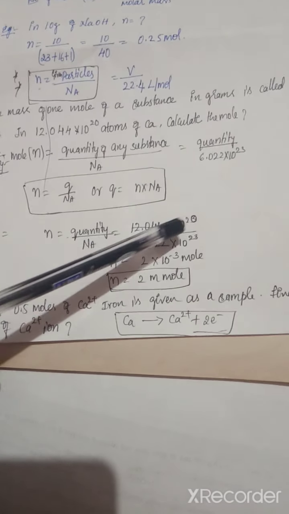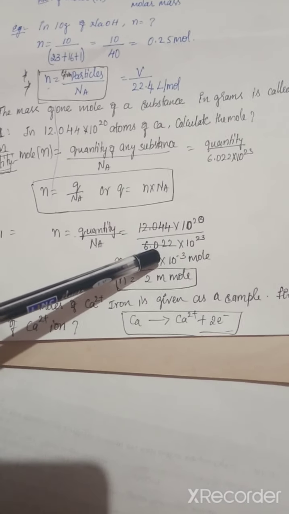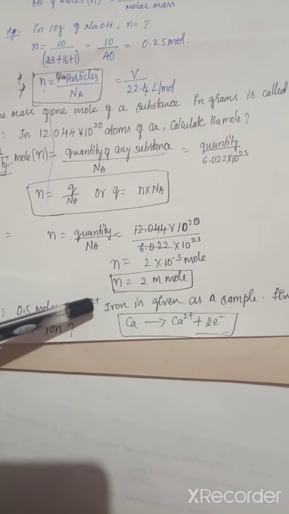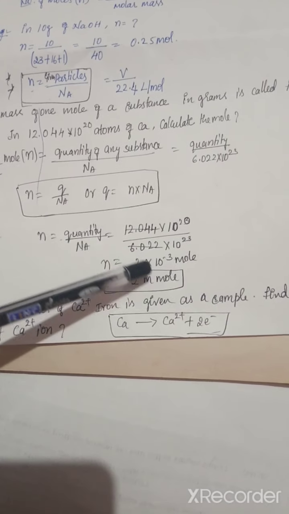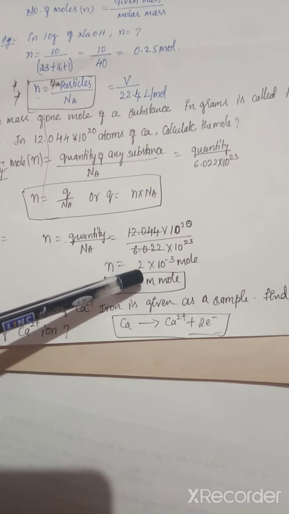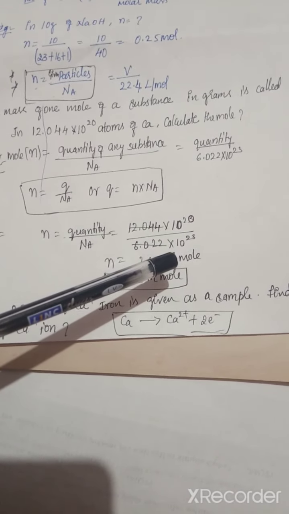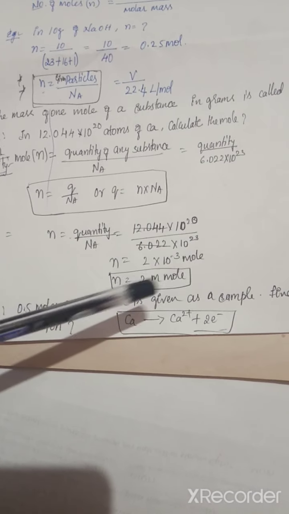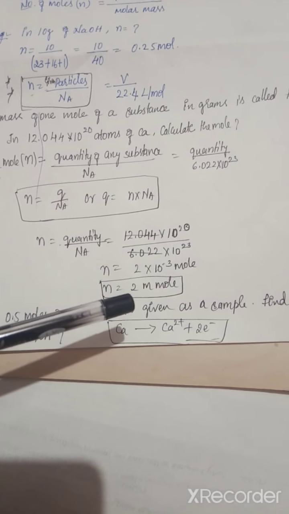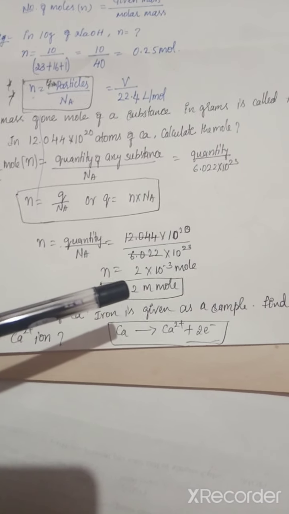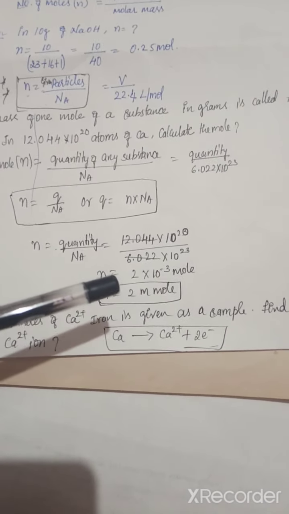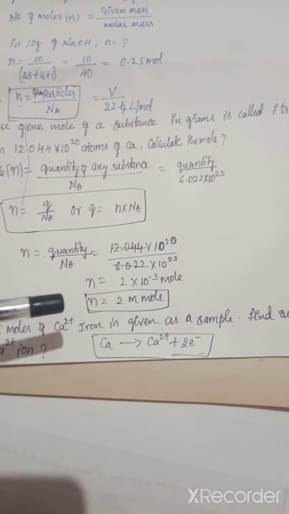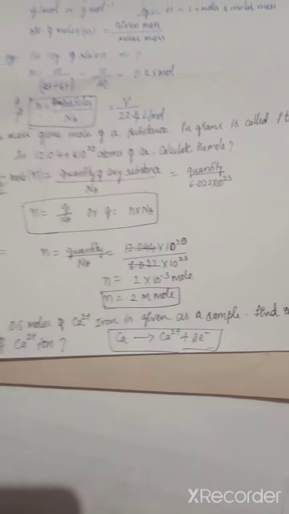12.044 into 10 to the power of 20 divided by Avogadro number. We know the Avogadro number. Here we calculate this divided by 6.022, and we will get 2 into 10 to the power of minus 3. How? From here the 10 to the power of 20 we can cancel. Minus 3 we can write as milli. Clear? So n is equal to 2 millimoles.